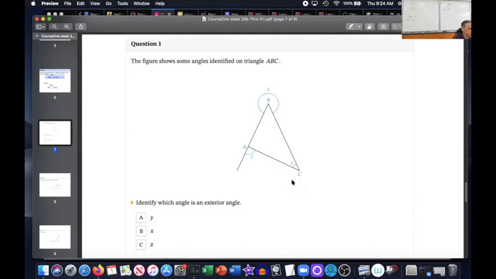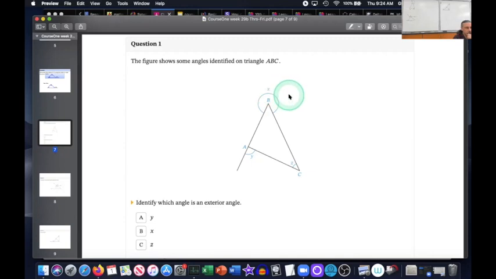The exterior one, that's the one that might be a little tricky, because you look at this, you see, oh wait, this x is outside the triangle. Isn't that exterior? No. Notice that the y got created when you extended a side, not the x. So actually the y is the exterior angle. X is called the reflex angle.